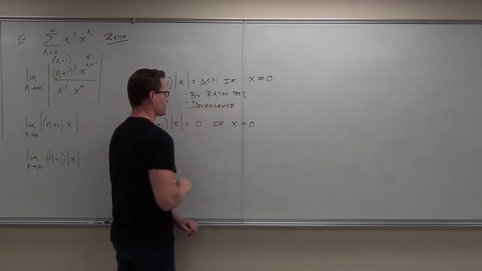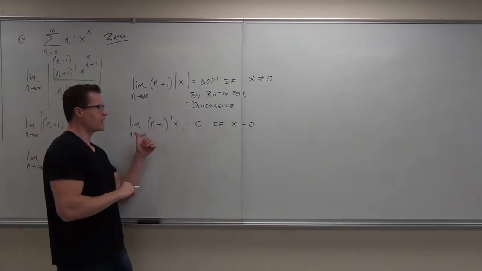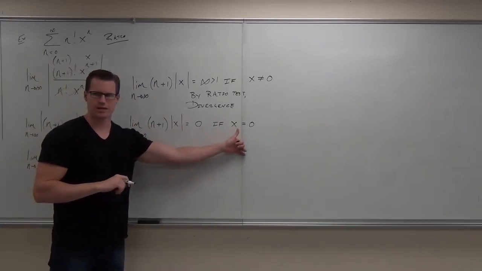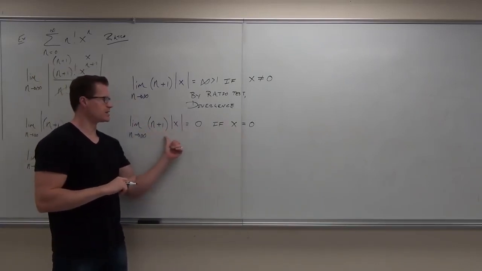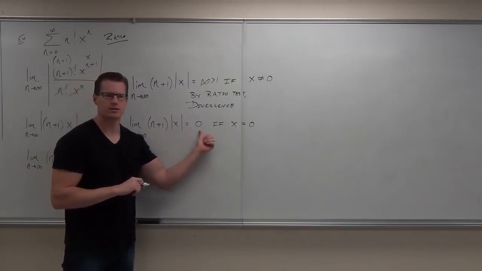We get divergence. Now, what about this one? When x does equal 0, we get our limit equals 0. Well, how's that compare to 1? Greater than, less than? Less than.